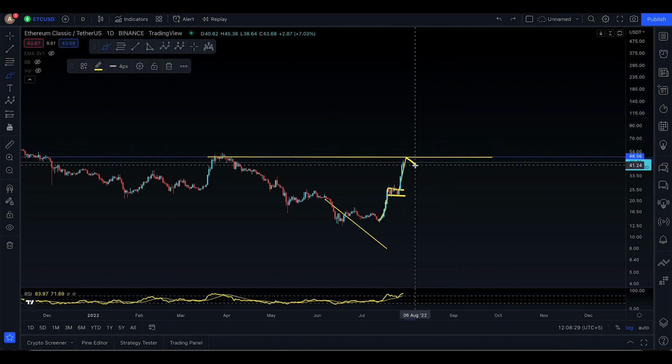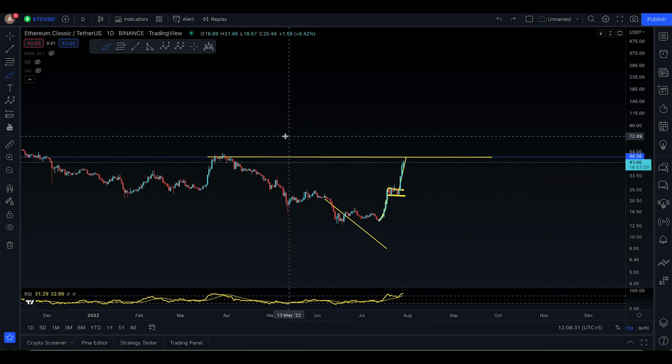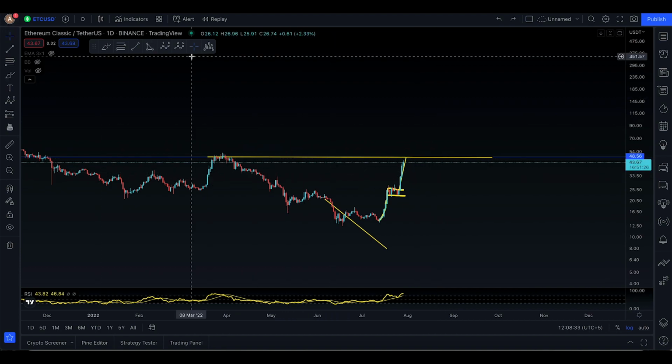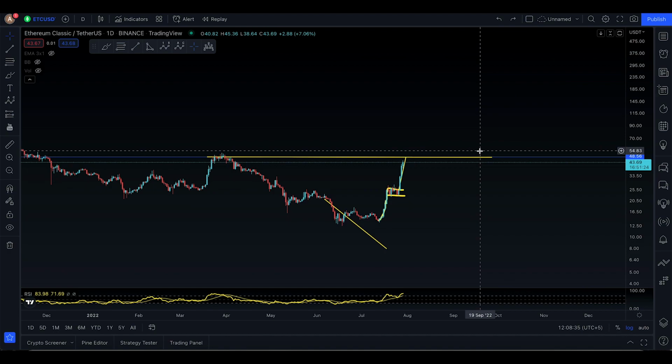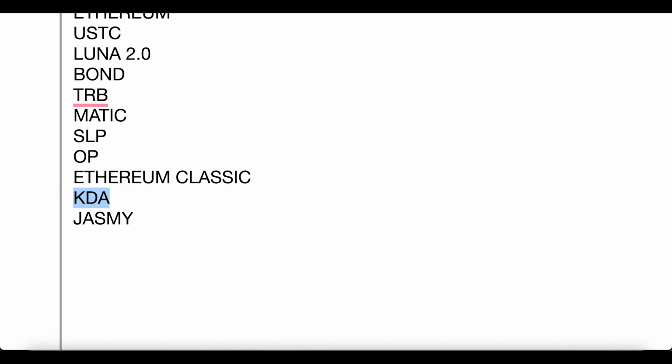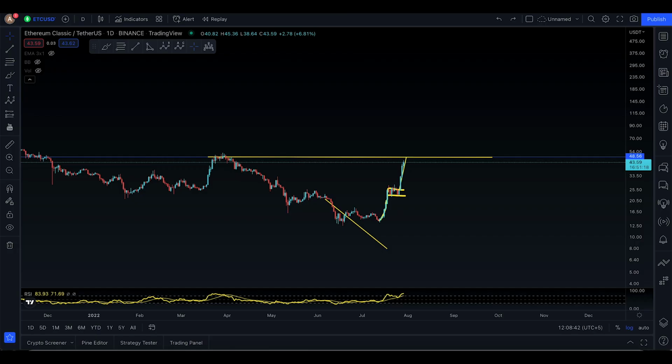Otherwise, there's a good chance that you get rejected here and try to make a little bit of retracement to the downside as well. But anyway, your technical target is 48.56. Let's see what happens when you reach 48.56. So let's move on to the next coin, which is going to be Cardano.